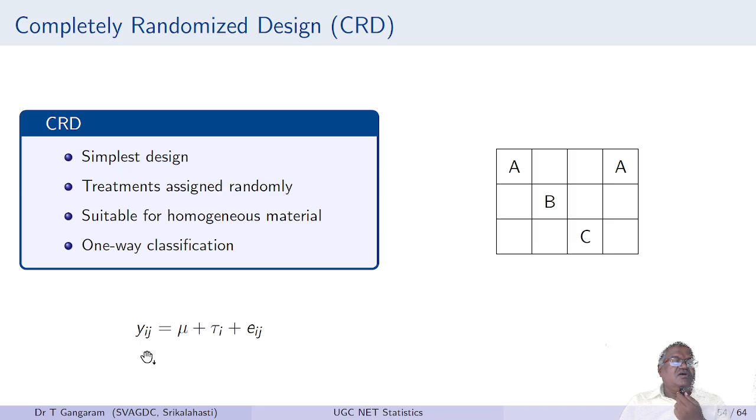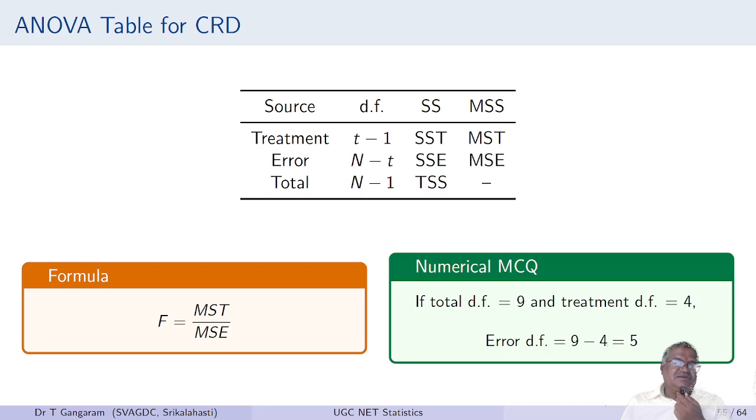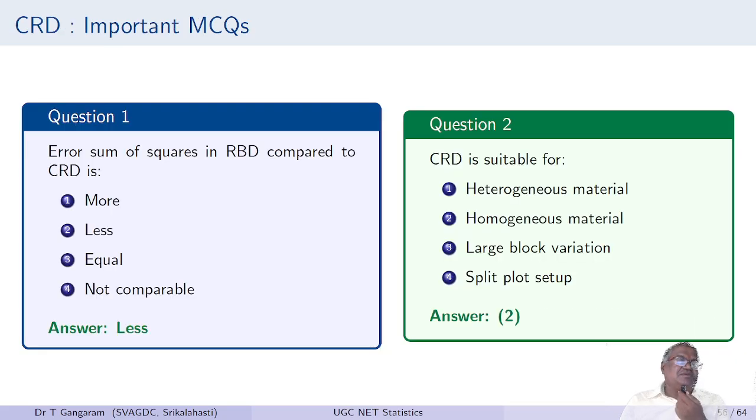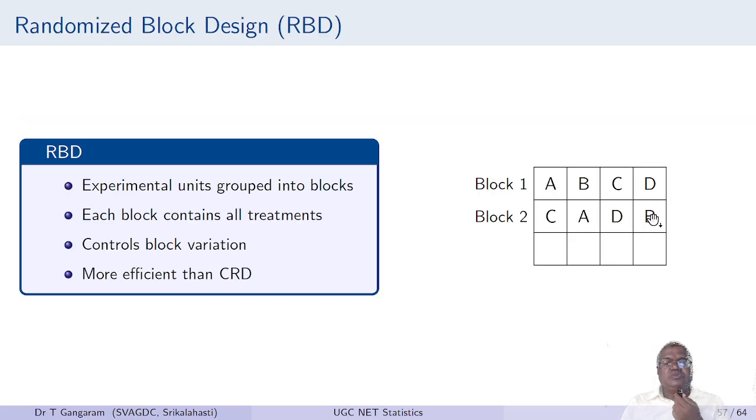CRD is the simplest design. This is the mathematical model for CRD, suitable for homogeneous material, with one-way classification and random allocation of treatments. This is the ANOVA table. In a numerical question, if total degrees of freedom is 9 and treatment degrees of freedom is 4, error degrees of freedom is equal to total minus treatments, which is 5. Sum of squares in RBD compared to CRD: the error sum of squares in RBD is less. CRD is suitable for homogeneous material.